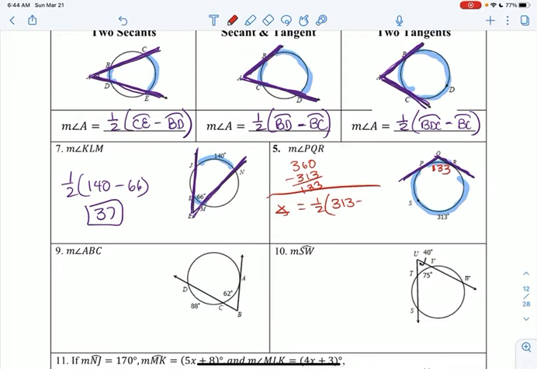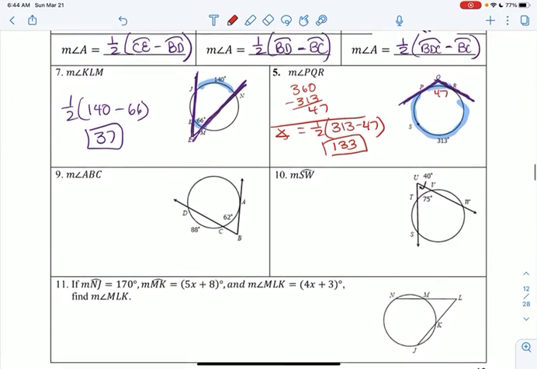what did I do here? I don't know how I got 133. Sorry, guys. I'm doing all sorts of weird subtracting. All right, so when I subtract that, that gives me 47. All right, 1/2, 313 minus 47 is 133. And you can do that in your calculator, that part. So this was 47. There we go, all fixed.